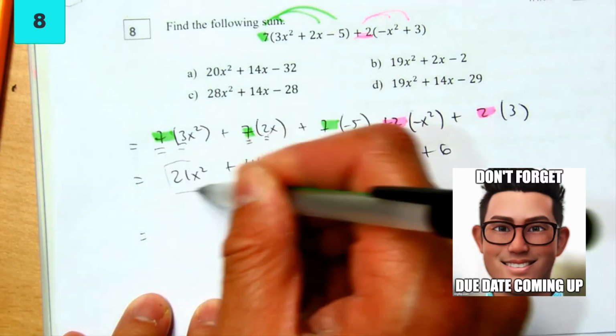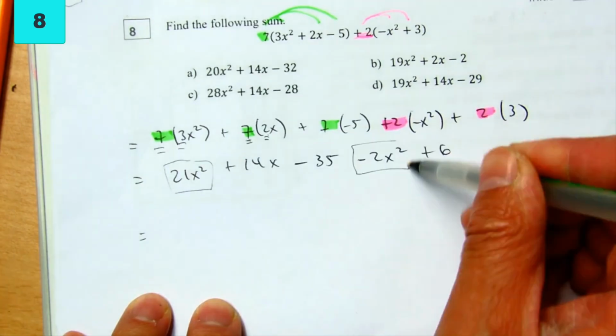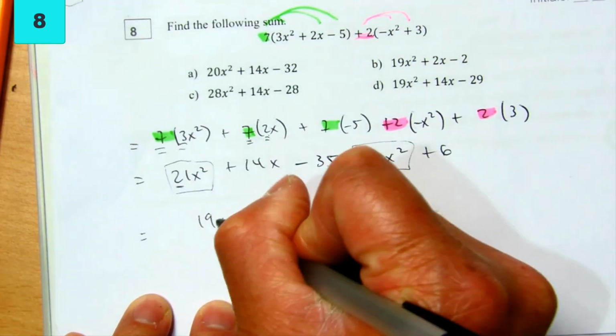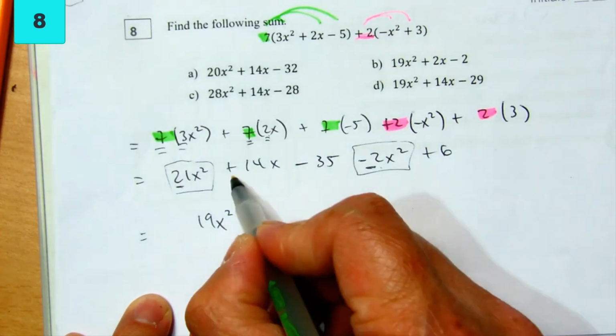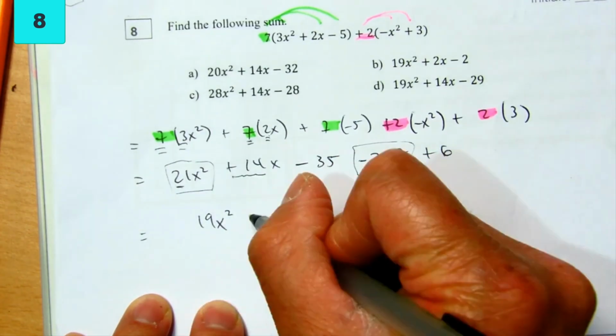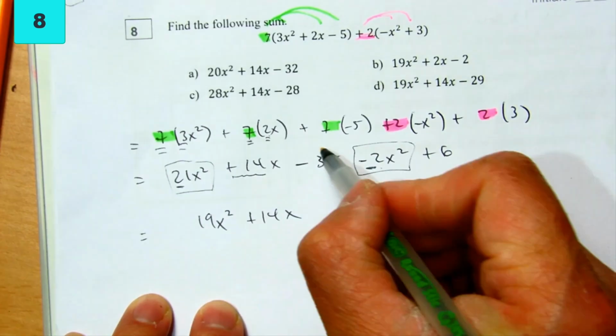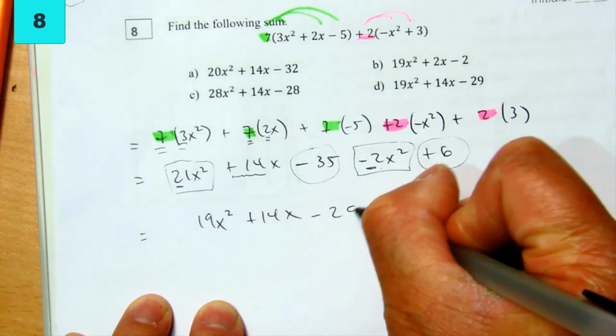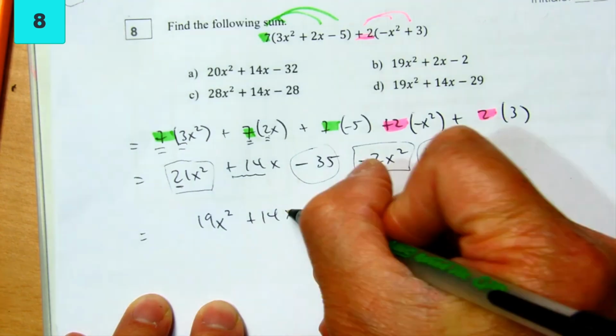Let's find like terms. I'll use shapes. Those have x squared. So again, I'm just going to look at the numbers in front. That would be a 19x squared. Nothing there. 14x. And then that will become a negative 29. And that would be choice D.